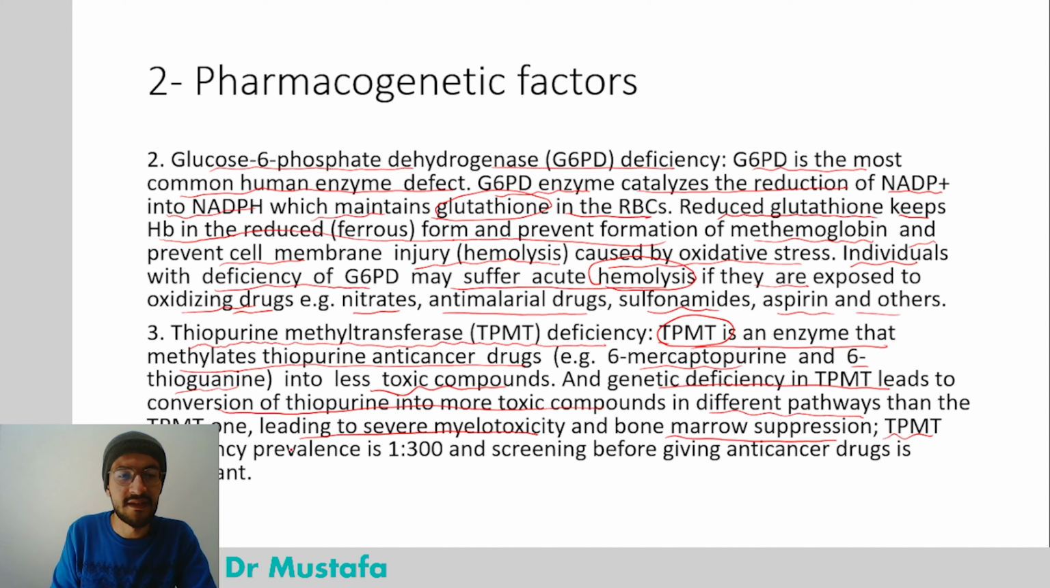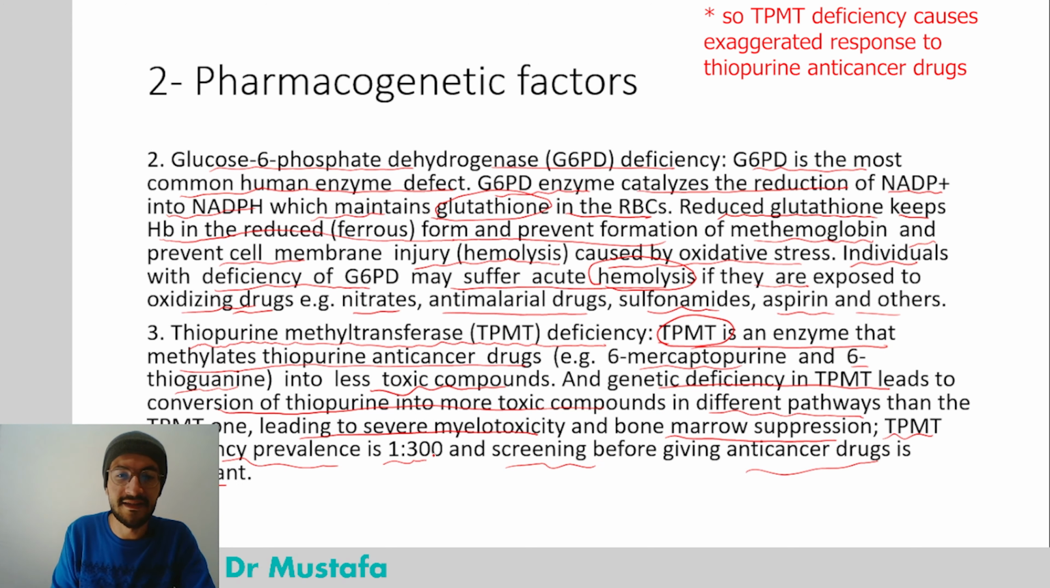So TPMT deficiency prevalence is 1 in 300, and screening before giving the anti-cancer drugs is important because it is common. 1 in 300 people have this deficiency.